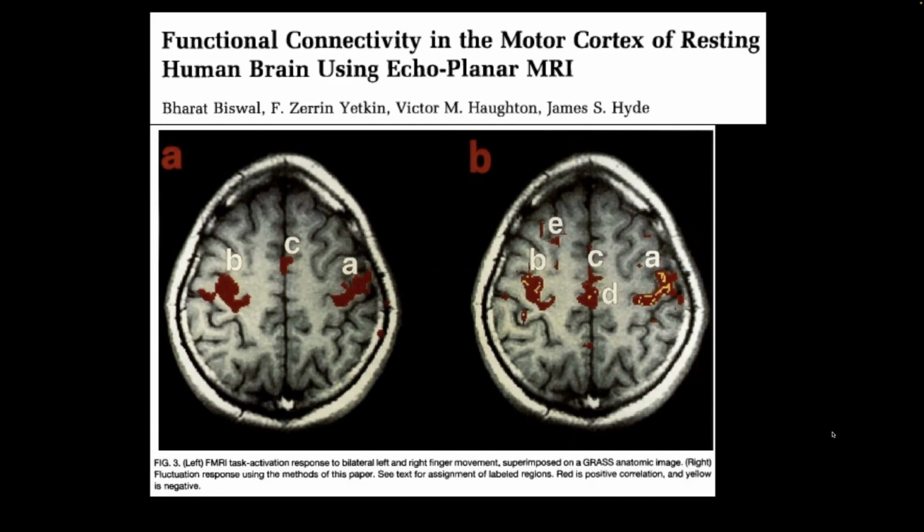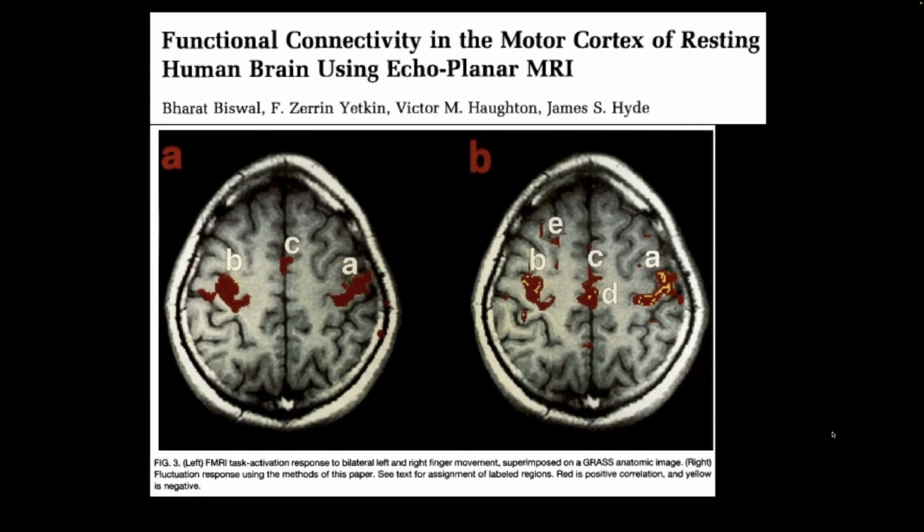And what he found was that without having the participant tap their fingers like they did in A, the mapping of the motor cortex emerged. In other words, this is a network that's available to us, ready to fire, oscillating similarly, even in the absence of any stimulation, which makes sense. We need to be ready to act, and therefore these regions that are wired together are ready to fire. And it's evident in the BOLD signal.